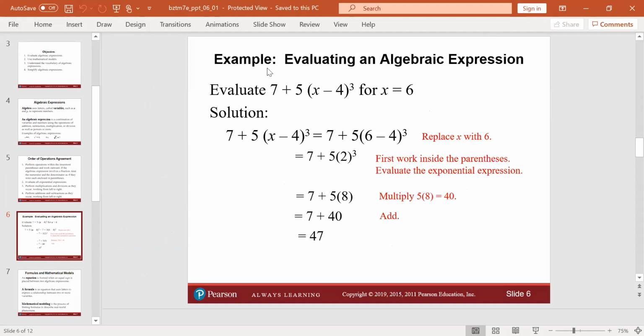Well, what they're saying is this is the expression here. When it says evaluate, it's saying, hey, whatever you've got for the variable, a 6, pop that 6 right in for the variable. Plug it in, plug it in.